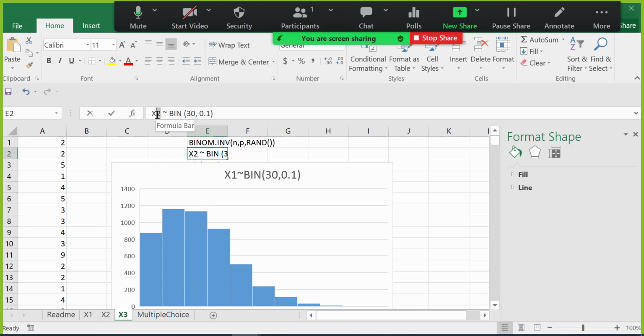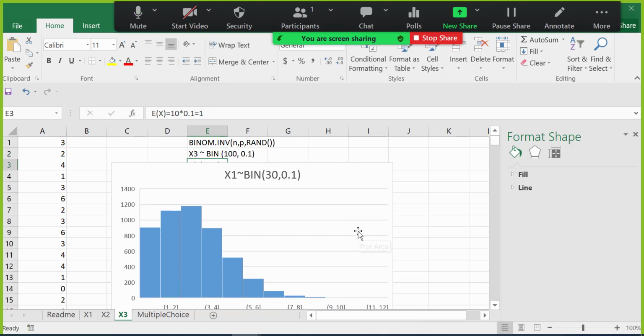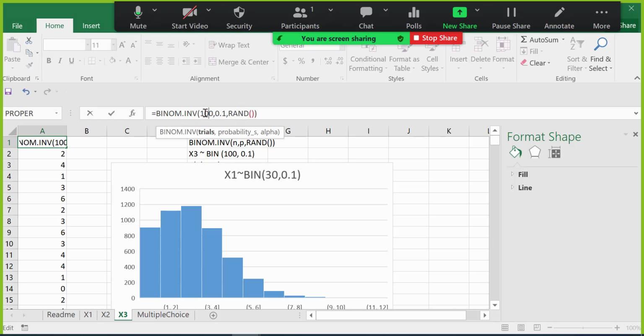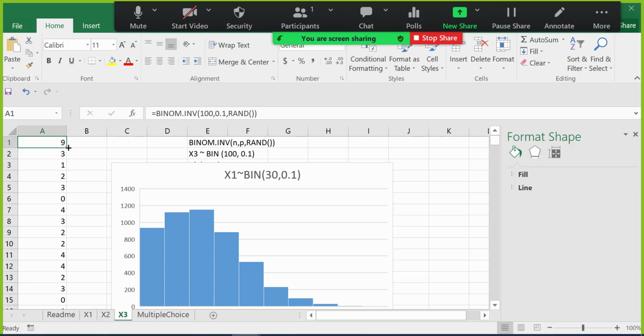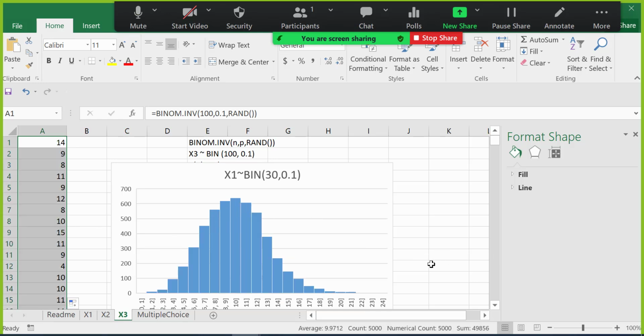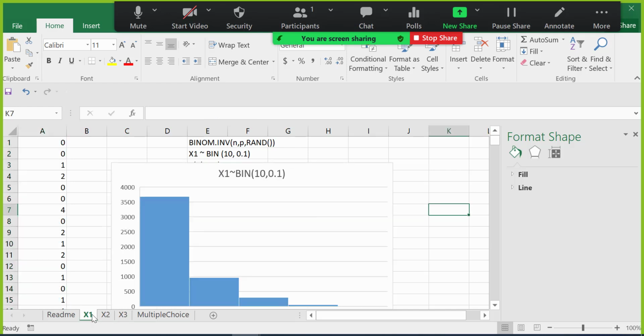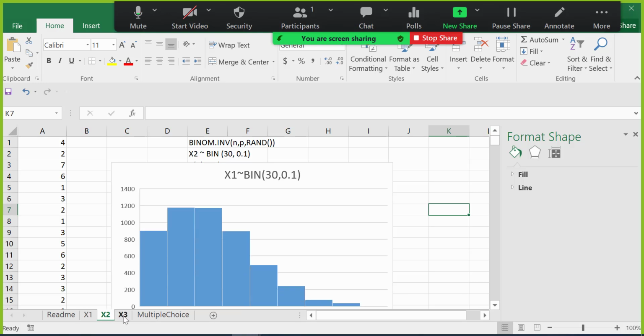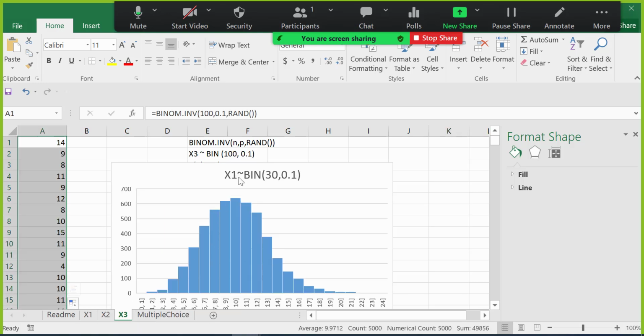x3 this time follows a binomial distribution, but with 100 trials. Okay, and the success rate is still 0.1. Change this to 100 trials. So you look at the shape. The first one is skewed to the right, very obvious. Okay, and gradually it's still skewed. And then when n is quite large, the shape is symmetric, like a bell shape.